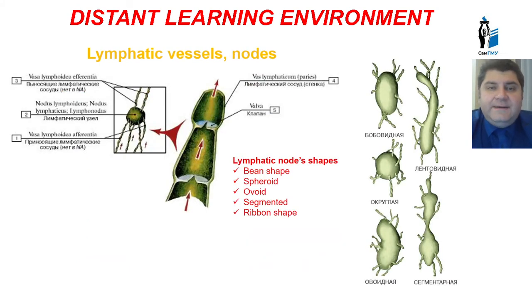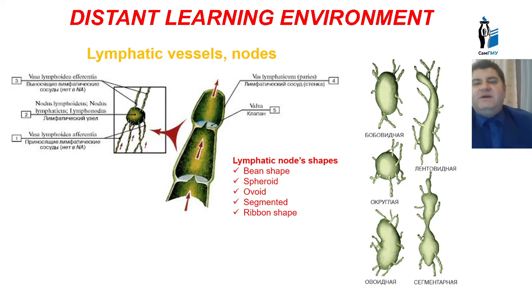So now we can see the lymphatic vessel. You may see that the part of a lymphatic vessel under my pointer between two valves is called a lymphangion. This is the unit of a lymphatic vessel, and you may see the direction of flow of lymph, and it is regulated via lymphatic valves. But at the right part of this picture you may see the shapes of lymphatic nodes.